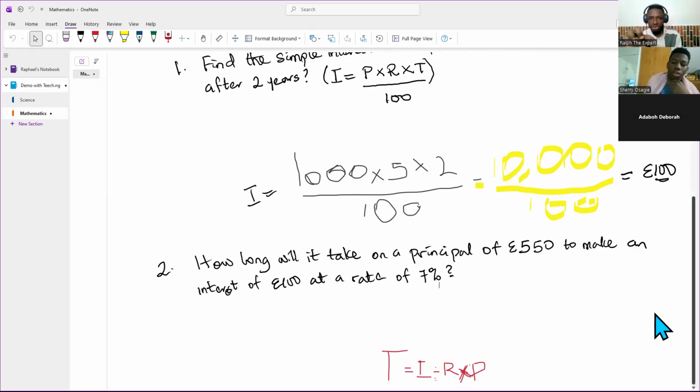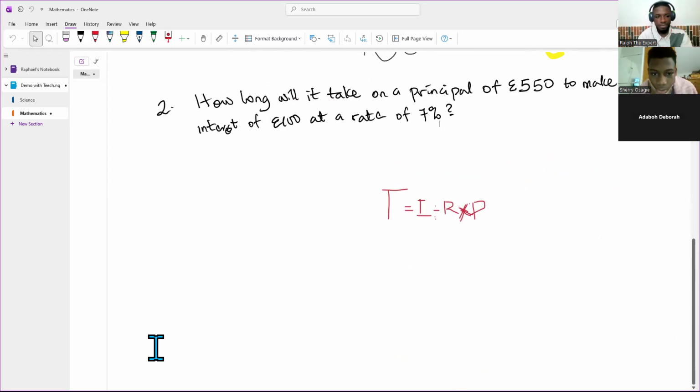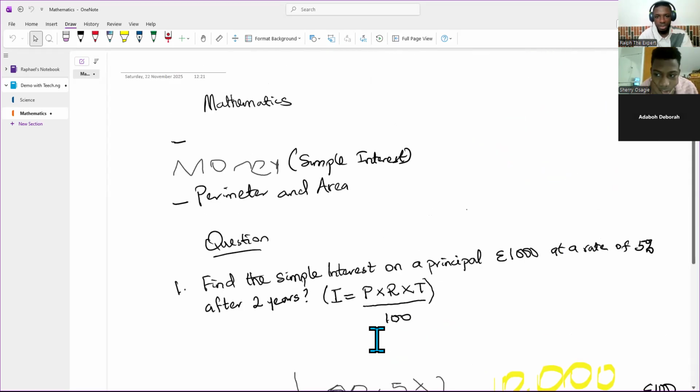Why not remove the hundred that's below PRT? Try to remove the hundred below PRT by multiplying both sides by 100. Won't it be easier to remove 100 by multiplying both sides by 100? Then you can easily make the T the subject of the formula there. Multiplying both sides by 100.